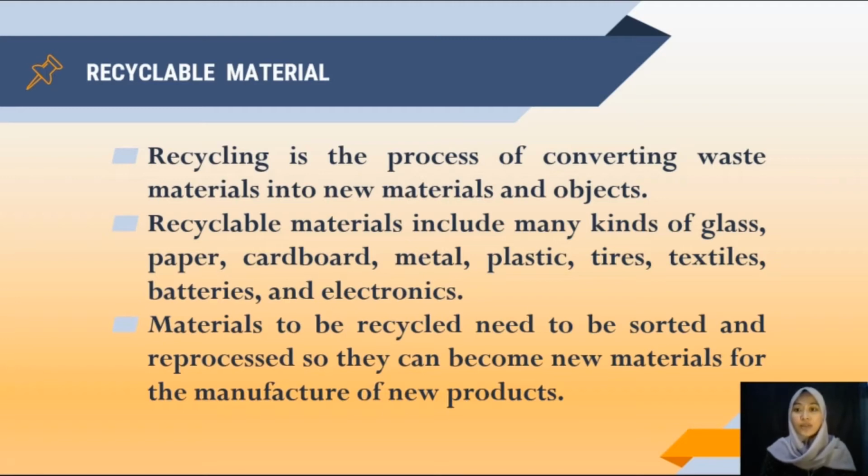Recycling is the process of converting waste materials into new materials and objects. Recyclable materials include many kinds of glass, paper, cardboard, metal, plastic, tires, textiles, batteries, and electronics. Materials to be recyclable need to be sorted and reprocessed so they can become new materials for the manufacture of new products. In this case, we use two kinds of recyclable material. There are aluminum can and PET bottle.